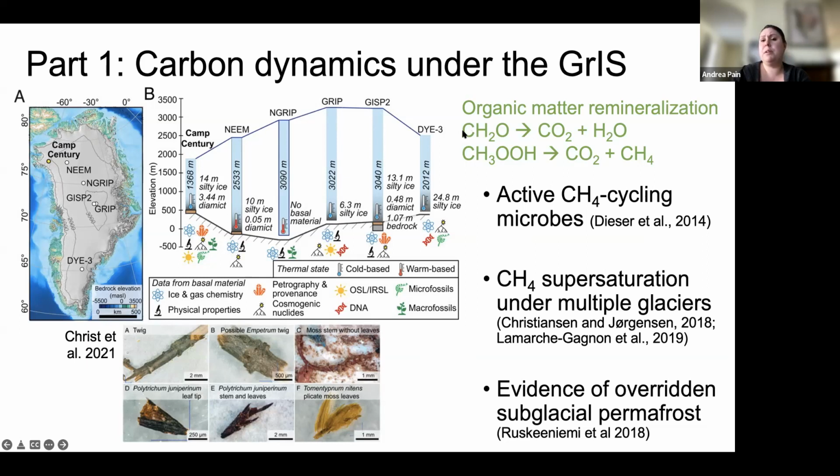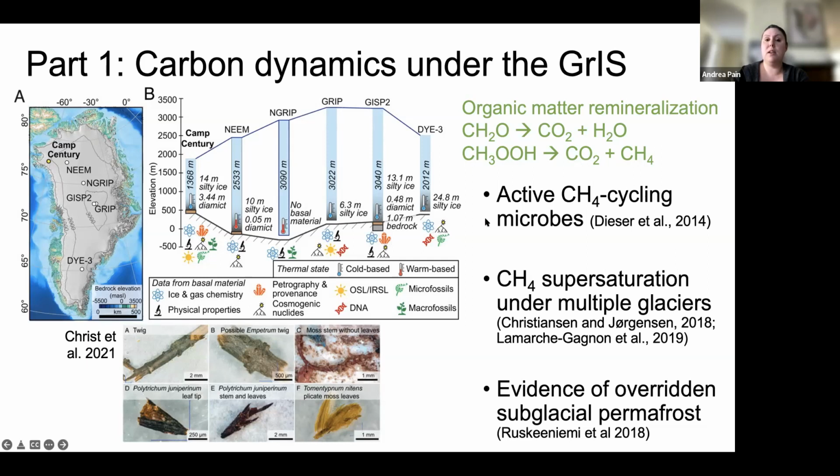Organic matter remineralization can be represented in many different ways. Here are some simplified reactions where an organic molecule is converted into CO2. Under anaerobic conditions, you may also expect methanogenesis of an organic molecule, resulting in the production of both CO2 and methane.